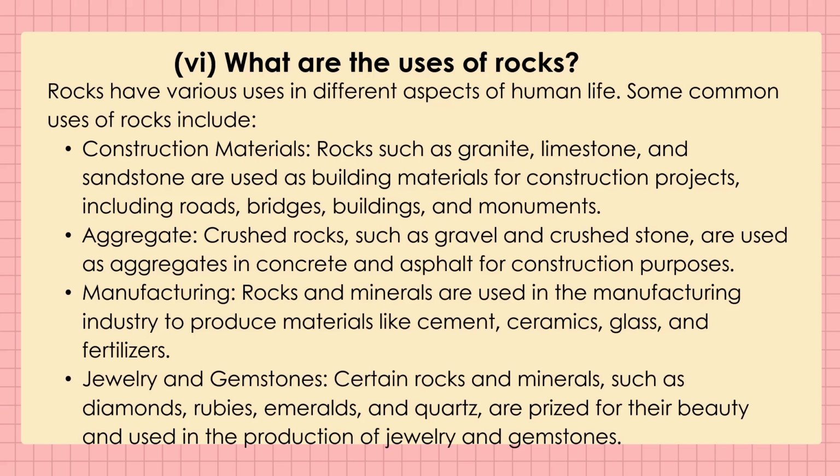for construction purposes. Then manufacturing. Rocks and minerals are used in the manufacturing industry to produce materials like cement, ceramics, glass, and fertilizers. The last one, jewelry and gemstones. Certain rocks and minerals such as diamonds, rubies, emeralds, and quartz are prized for their beauty and used in the production of jewelry and gemstones.